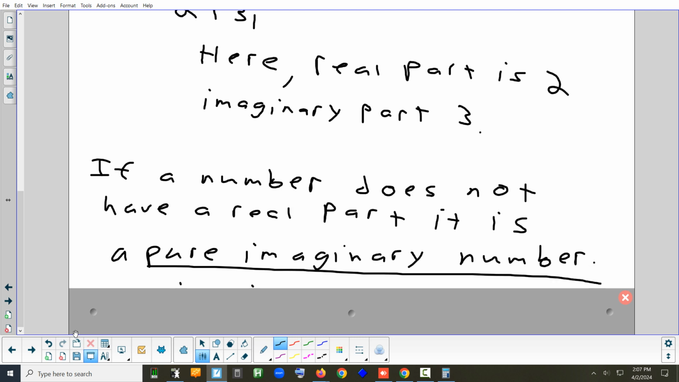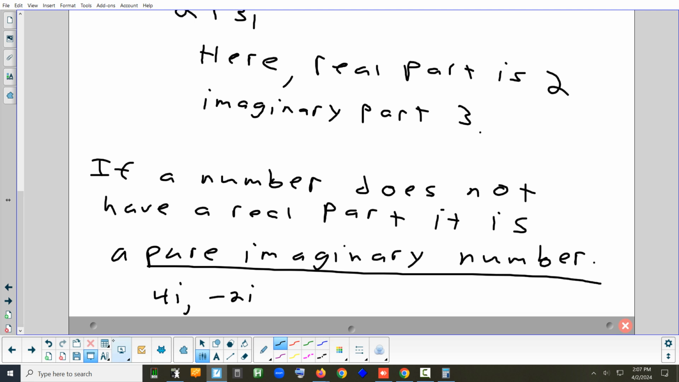Okay, if a number does not have a real part, like 4i, negative 2i, that is called a pure imaginary number. That's a number without a real part. It's a pure imaginary number.